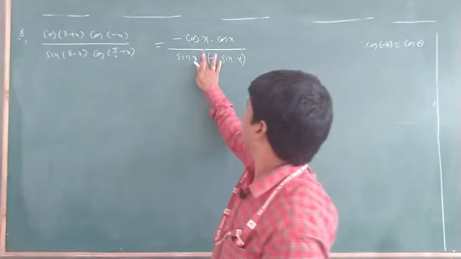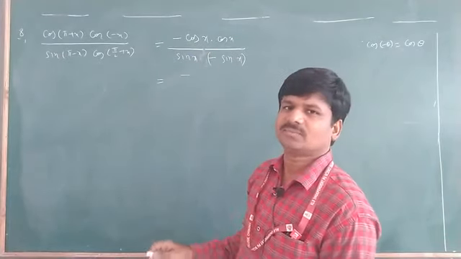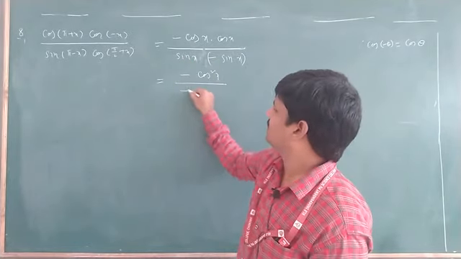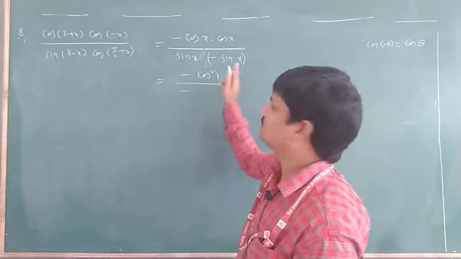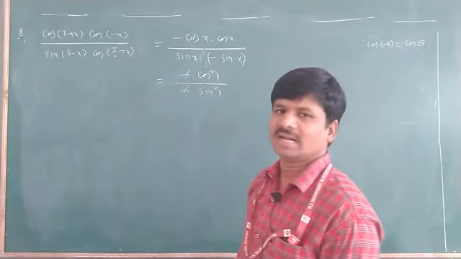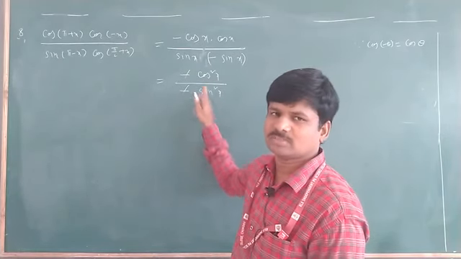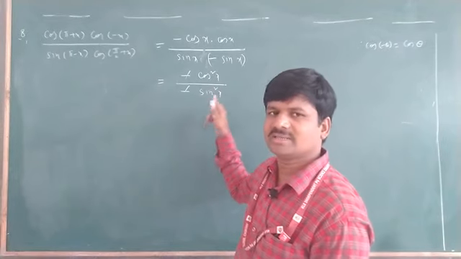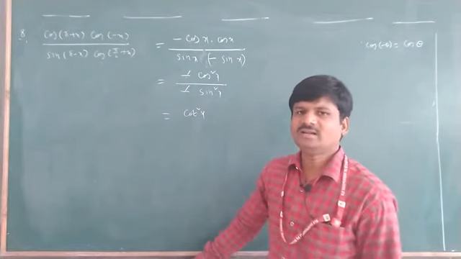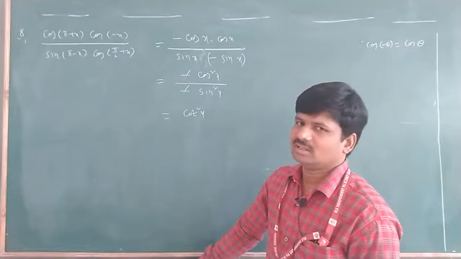Next, what will be minus cos x into cos x, cos square x, by sin x into sin x, sin square x. The minus is there; just write that minus outside. Then minus and minus get cancelled. Then what will be cos square x by sin square x. That means cos by sin, cos by sin means cot. Whole square is also there, so cot square. That is equal to cot square x. This is how to prove it. So that is the right side value.